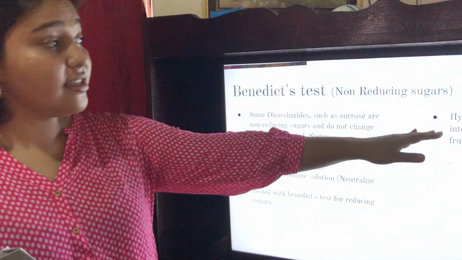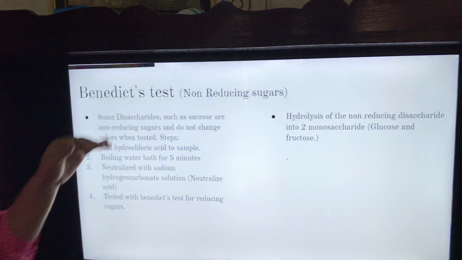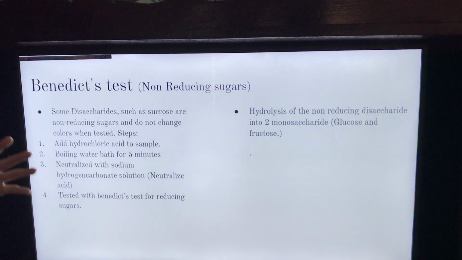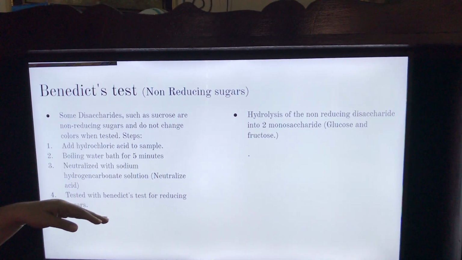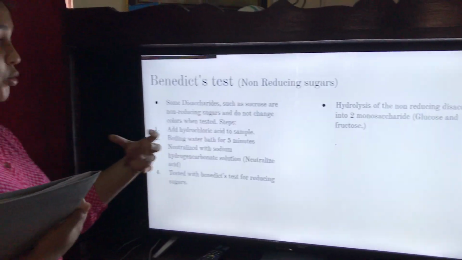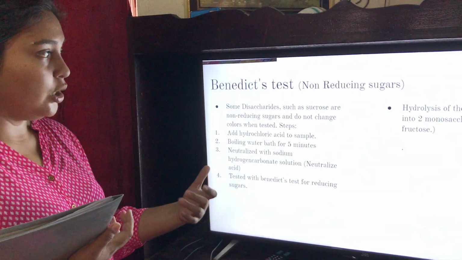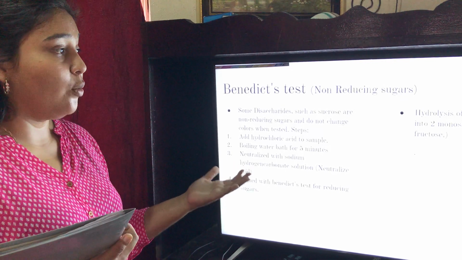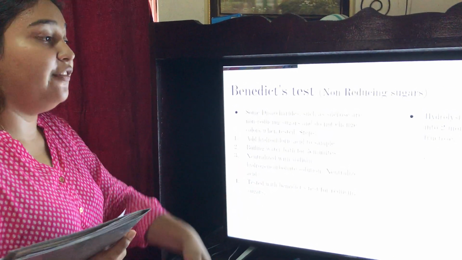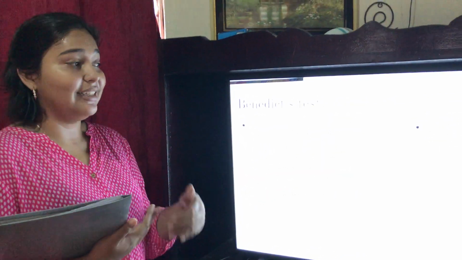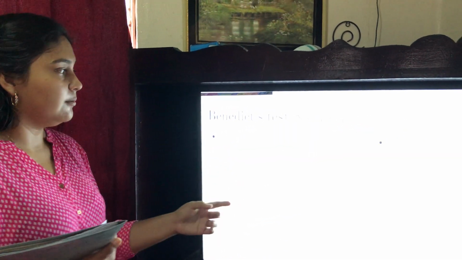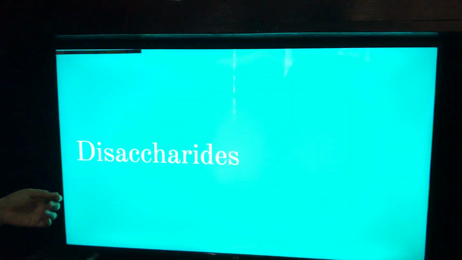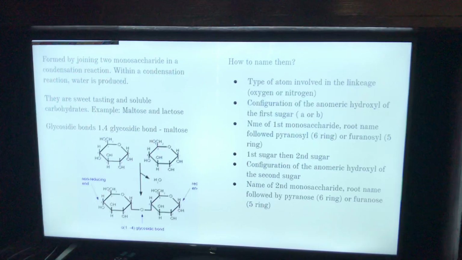And the hydrolysis of the non-reducing disaccharides is basically breaking the disaccharides into two monosaccharides, because a monosaccharide is 1 and a disaccharide is 2. So testing for reducing sugar means that we are testing for monosaccharides. And if there is a presence of a disaccharide, we cannot detect it. So that's why we have to break it down into two monosaccharides. Next slide. So now we will talk about disaccharides.